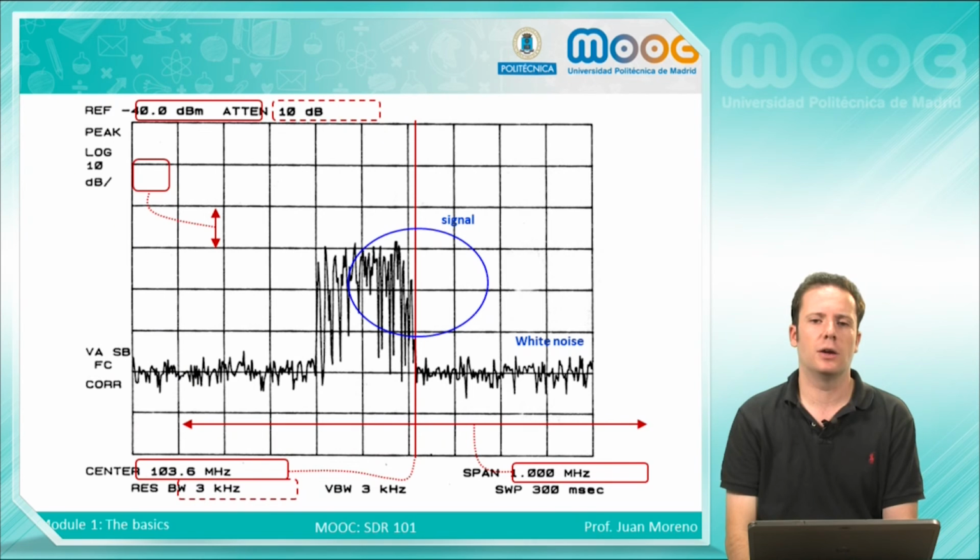Here you have a good example of a modulated signal. You can see the signal circled in blue, and also you can see on the left and on the right the noise. It's a noise floor. If you can see the screen, you can see the noise power and also the signal power.